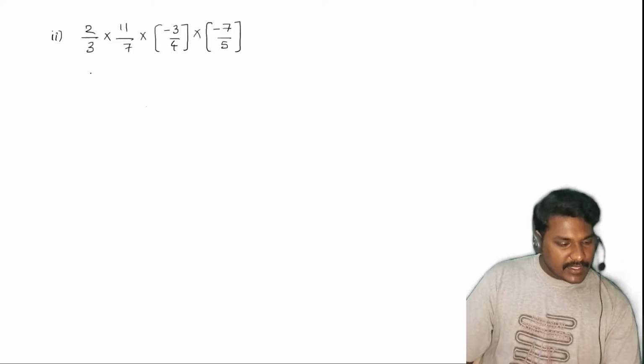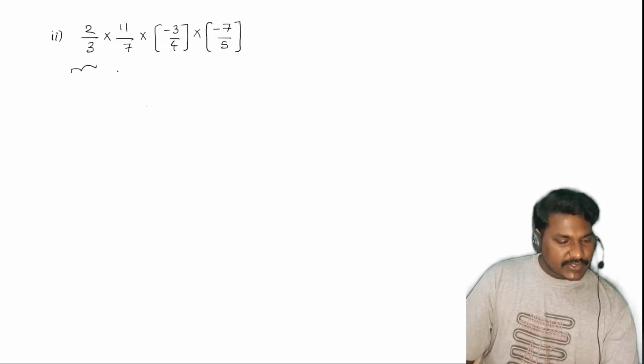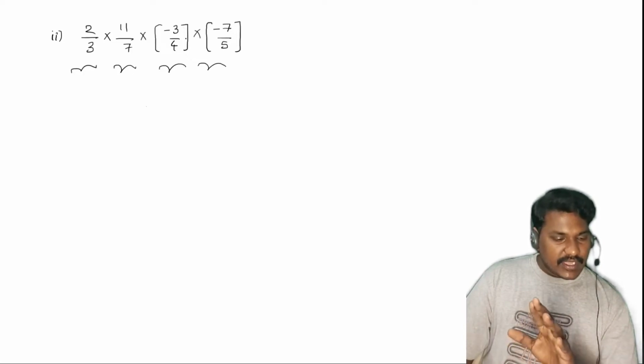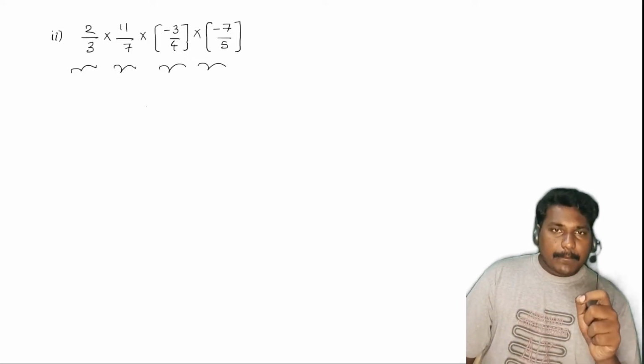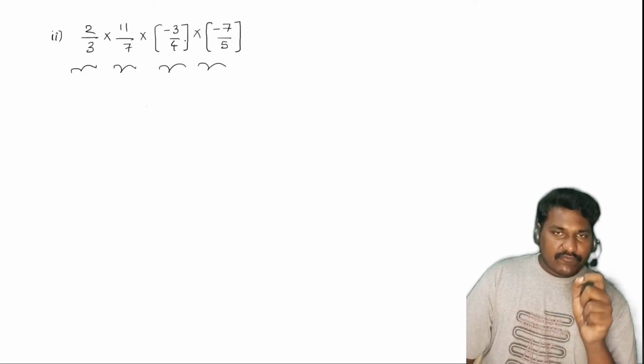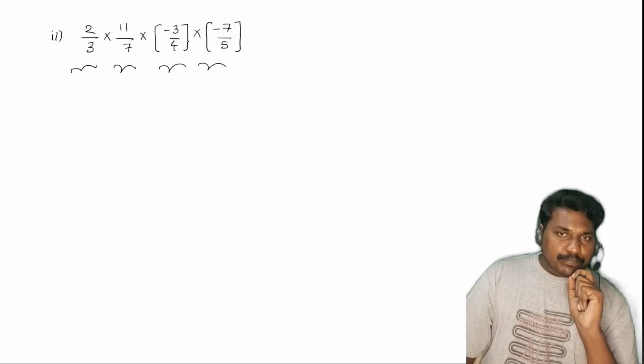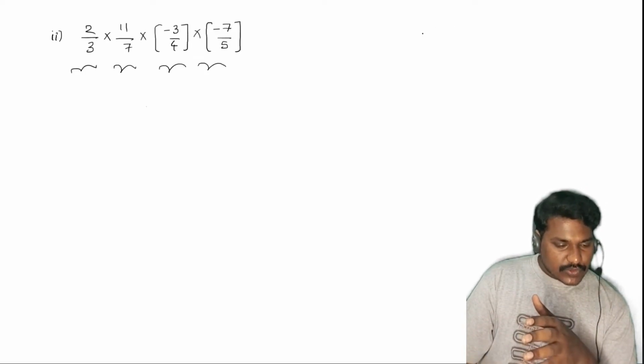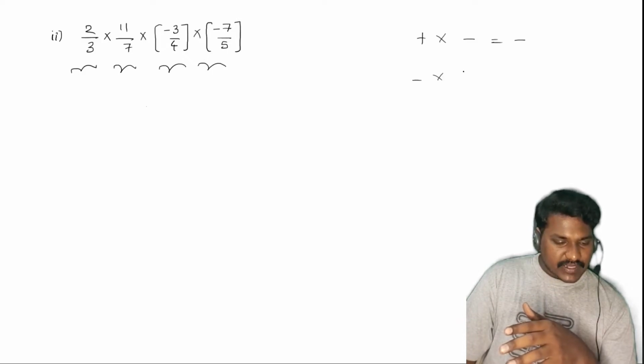See here. The question is 2 by 3 into 11 by 7 into minus 3 by 4 into minus 7 by 5. First and foremost thing we have to do is we know that minus into minus is plus. When there is one minus, the answer is also a minus. Let me tell you the reason behind this. Plus into minus is minus, we know that, and minus into plus is also minus.